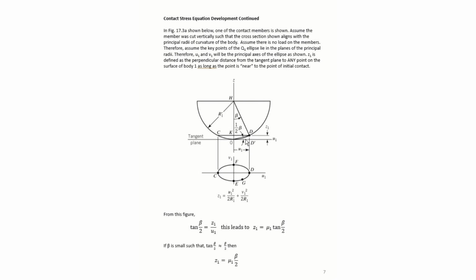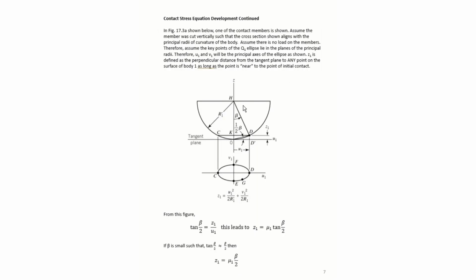And the tangent of beta over 2 would be equal to the opposite side, which would be z1, over the adjacent side, which would be u1. So from the figure above, we have the tangent of beta over 2 equals z1 over u1. And solving for z1 leads us to u1 tangent of beta over 2. And if beta is small, such that the tangent of beta is approximately beta, then we can write z1 as u1 beta over 2.